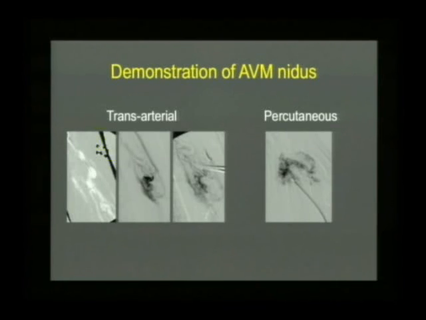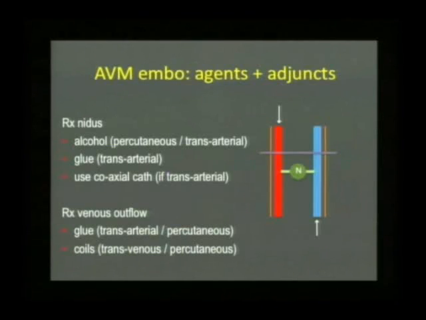You can see them with a catheter, but it's sometimes really hard to get the catheter, and I found it very difficult in this patient to get the catheter right out very, very close to the nidus in the forearm, and it was easier to do this percutaneously.